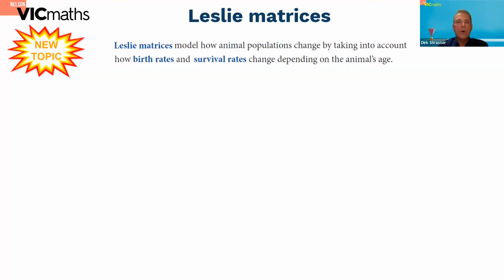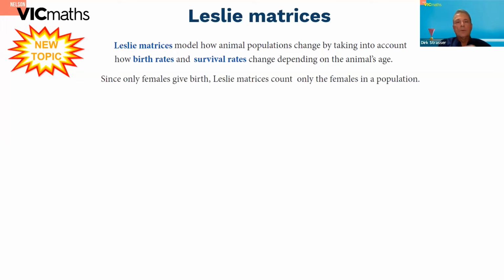Leslie matrices model how animal populations change by taking into account how birth rates and survival rates change depending on the animal's age. So there are sort of transitions happening here as well, but with transition matrices, there are sometimes questions where you've got, I don't know, a group of birds moving from one nesting place to another, but basically they don't take into account births and deaths in that. This is much more realistic. It actually takes into account a lot of information about those particular animals.